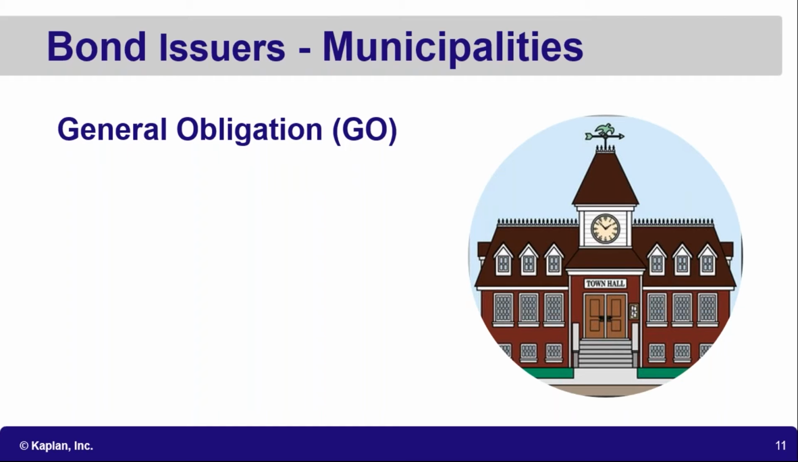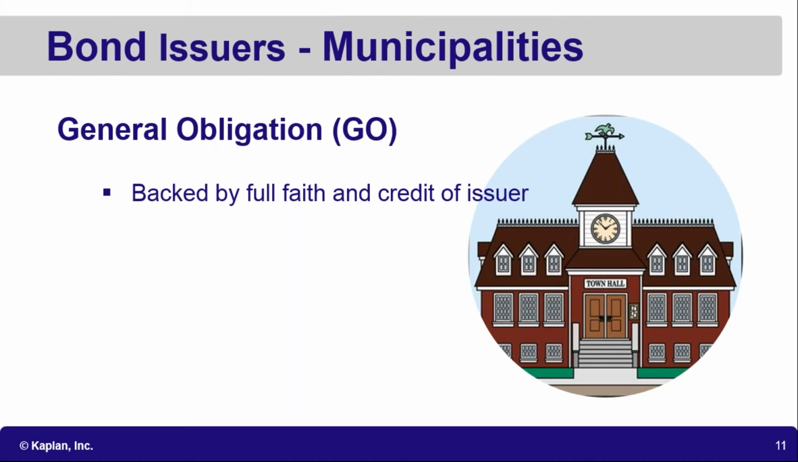General obligation bonds are the type of bonds that municipalities would offer to people where they're borrowing money to do things in your community that everybody can benefit from. They're backed by the full faith and credit and taxing power of that particular municipality, so they're very safe.